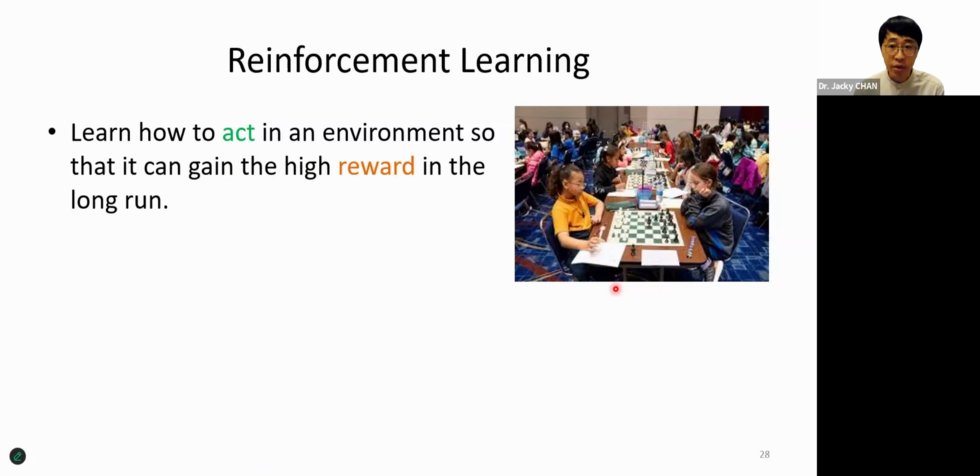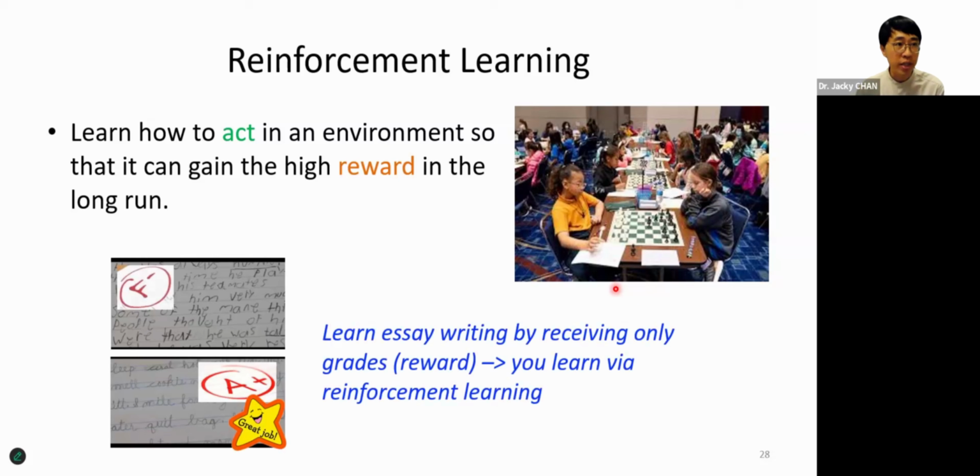That's reinforcement learning. Another example is writing essays. Let's say you submit the essay and then the teacher just gives you the grade without comments. If the student can improve just simply by looking at the grade, finding out how to get a better grade, then that is a form of reinforcement learning.